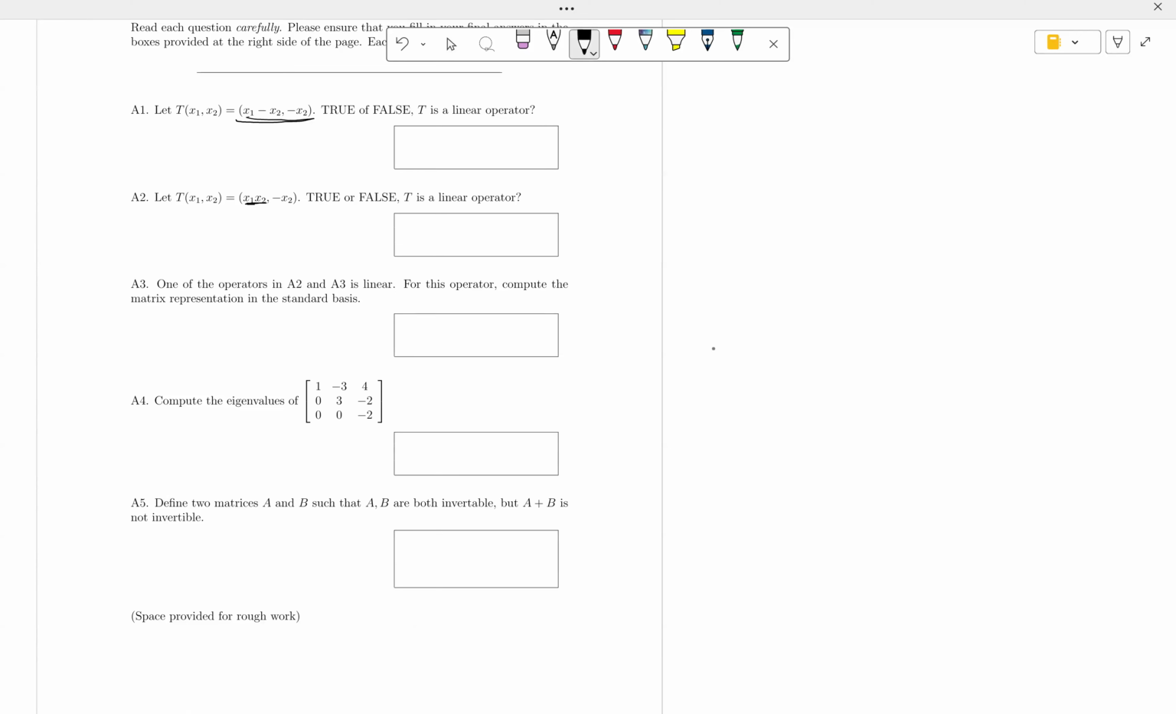When we're not a linear operator, often we'll ask you to show why it's not. So here what we could do is look at T of (0,1) plus T of (1,0). And this equals (0,0) plus (0, minus 1), which equals (0, minus 1). But T of (1,1) equals (1, minus 1). And these are not equal. So this is false.